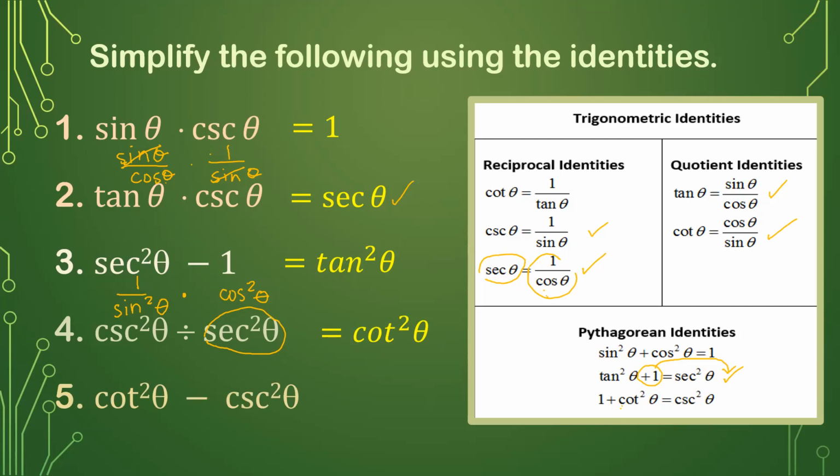Now for number 5, cotangent squared theta minus cosecant squared theta. That will be this one. It's similar to this one. If you move the cosecant to the other side, that means you're going to move the 1 to the other side. Okay, so that means 1 will become negative. So this is negative 1. Okay, so that's it, no? Ayan yung ating mga identities.